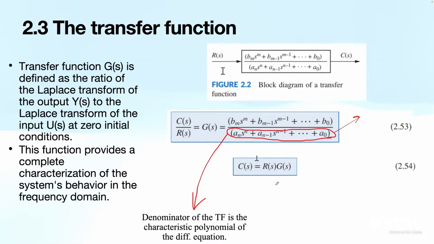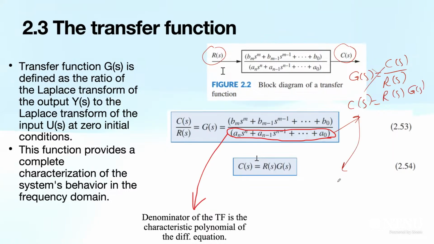This is the block diagram of your system. The output is C of S, the input is R of S. Your transfer function, we call it G of S, will be C of S divided by R of S. If you need to get the output, C of S is just a cross multiply: R of S multiplied by G of S. Apply inverse Laplace transform to get C of t, if you want it in the time domain and plot it.